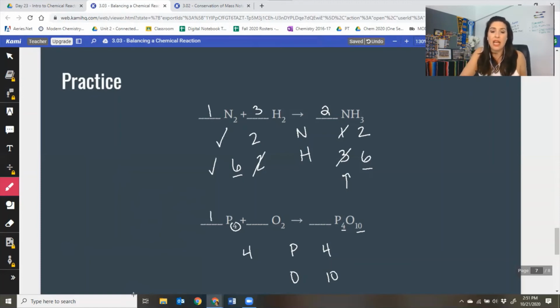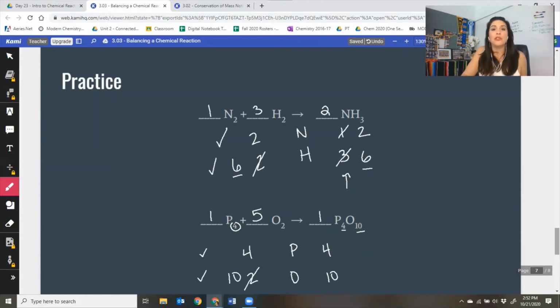Put a 1 there. And 2 oxygen atoms. I need to get the 2 up to 10, and I can only change the values in front of the oxygen gas. So if I put the coefficient of 5 here, 5 times 2 is 10. So 4 is balanced, 4 phosphorus, 10 oxygen atoms on both sides. And you can write in a 1 coefficient there if you don't like the implication of there being nothing there.